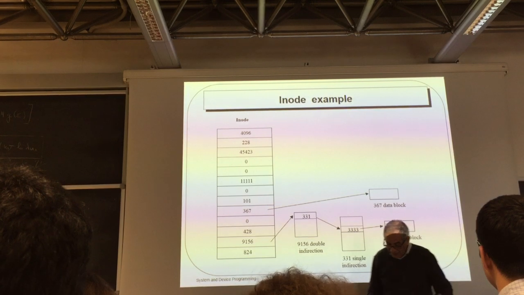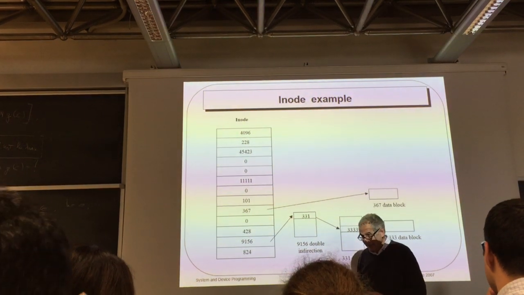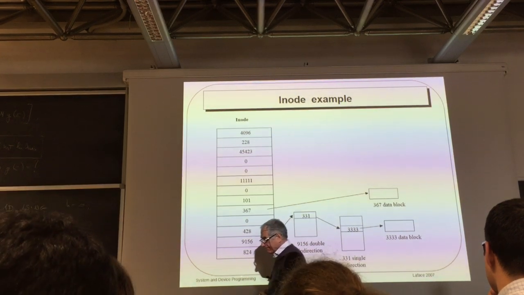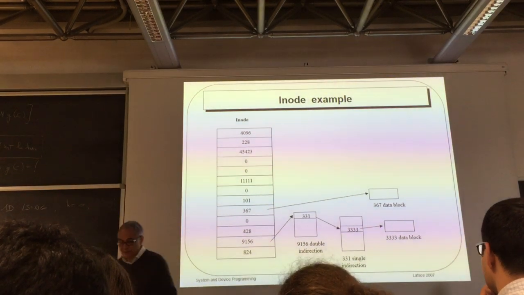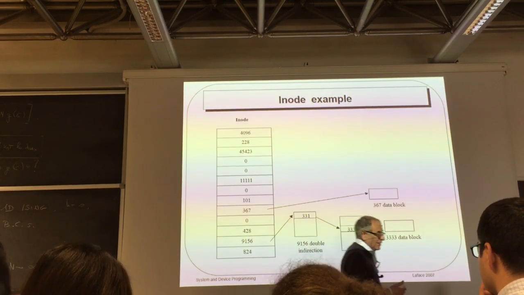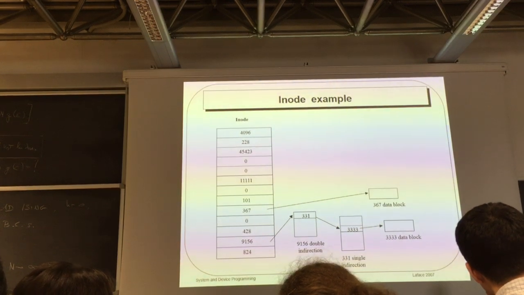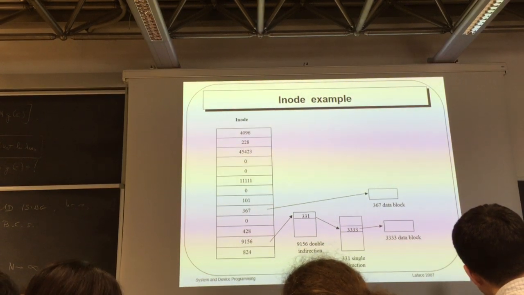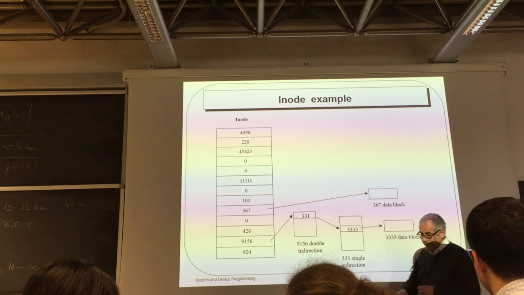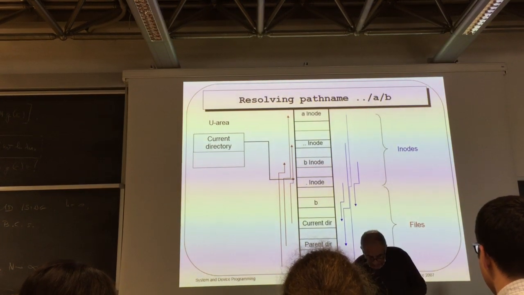That's the value of the current directory, because you typically create files in the current directory. It would be expensive for the kernel to always start from the root. So it keeps the current directory. Okay.